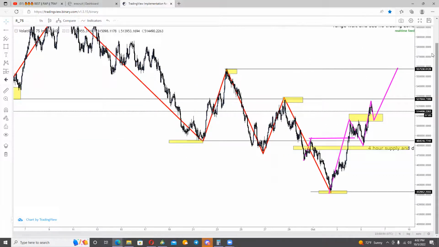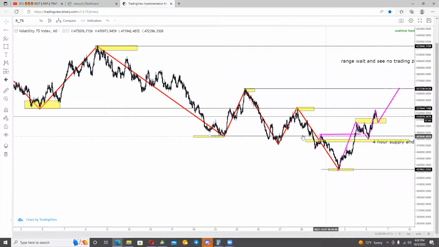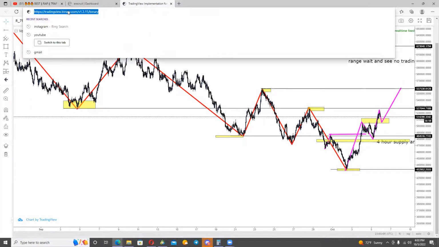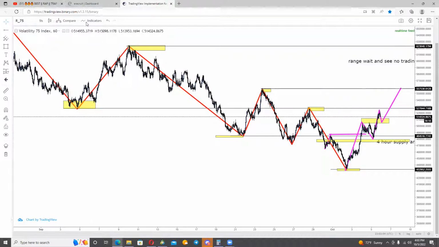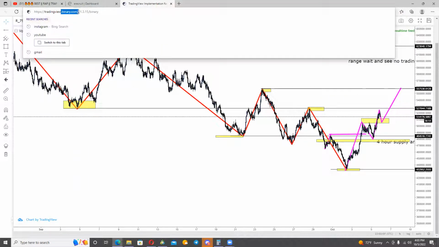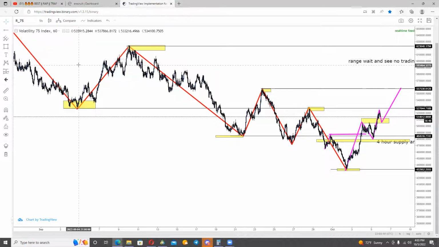Hey, check this out. Right here, I have a pair named Volatility 75. You go ahead and find these synthetic indices under binary.com, go to platforms, TradingView, and then you could search up your label just as you would do a normal pair.